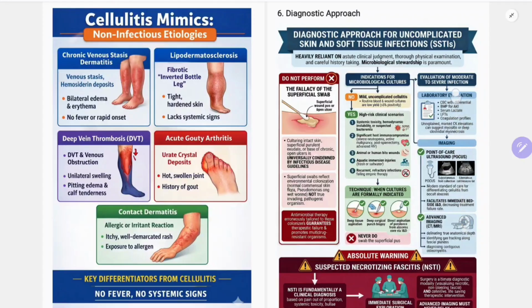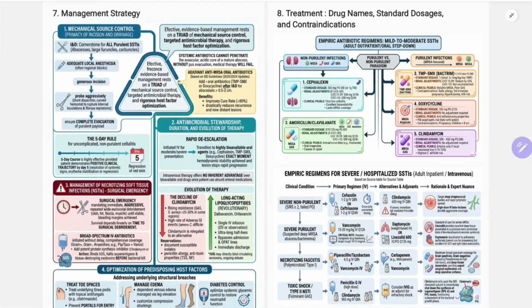So in mild infection, if it is purulent, you can perform culture. But if it is non-purulent, then no investigation is required. But for moderate and severe infection, you basically require blood investigations and cultures, and in some cases ultrasonography and CT scan.